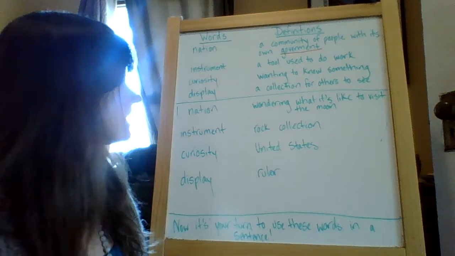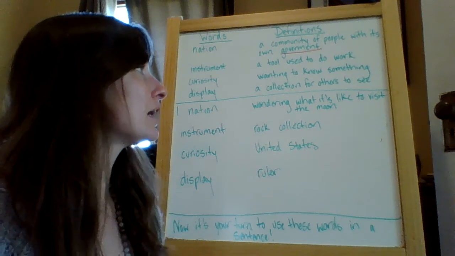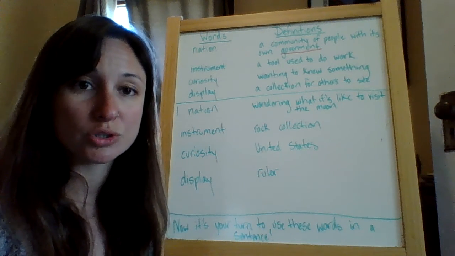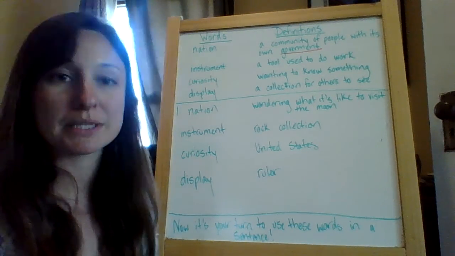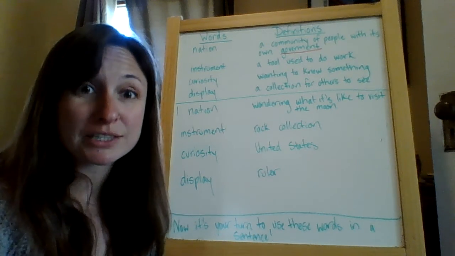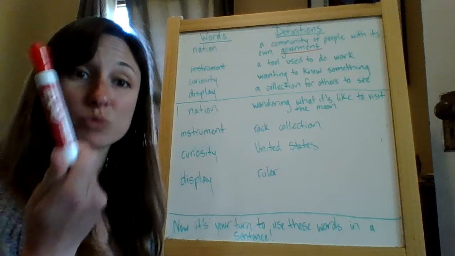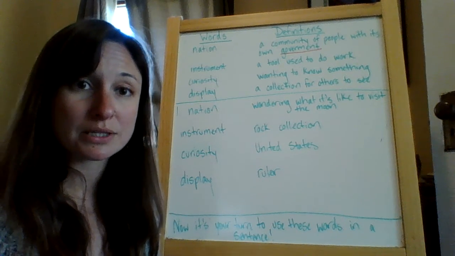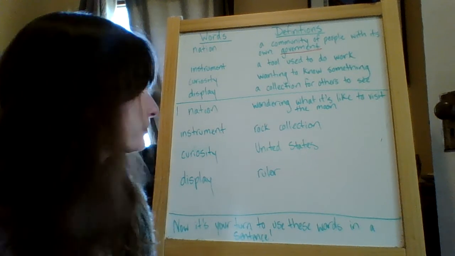The next word here is instrument. And the definition for instrument is a tool used to do work. A lot of you probably think of like a musical instrument, like a guitar or a piano or the drums. But there are many different types of instruments, right? Like this marker right here is a writing instrument. So you can use instruments in many different ways. It's just a tool to get work done, basically.